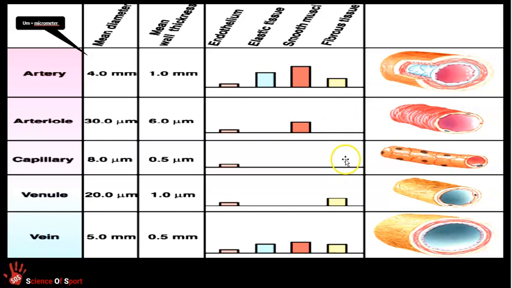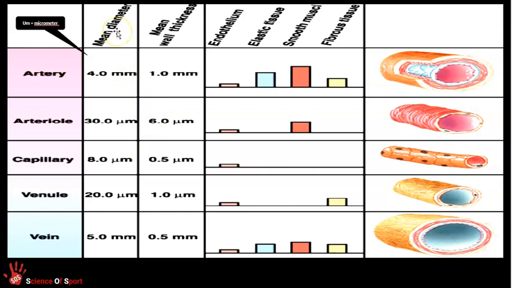Arterioles and capillaries don't have the tunica externa. Capillaries only have the tunica intima. They don't have any of the other two layers. And then, of course, our arteries and veins have all three layers, but arteries have more.